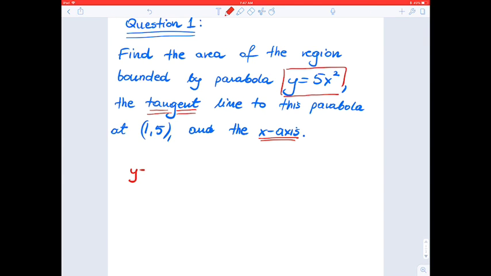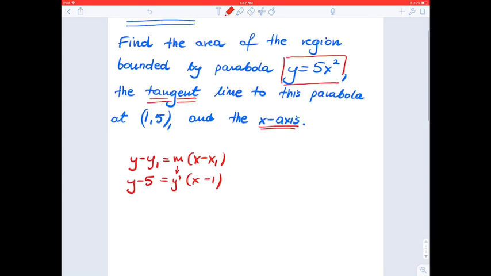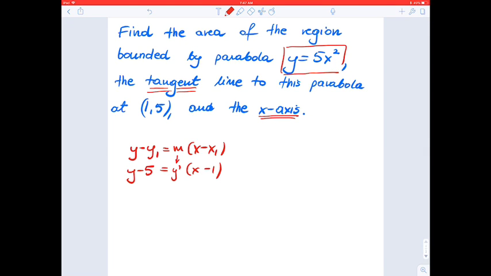The tangent line at the point (1, 5) has the equation. I will use the point-slope equation, y minus y1 equals slope times x minus x1. That means my point is y is 5, x is 1. And then we need the slope, but the slope is simply the derivative of the function. The derivative of this parabola is 10x, and the derivative at the point 1 is 10 times 1, of course 10.